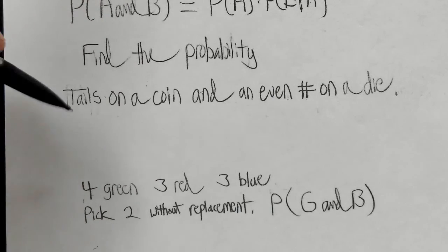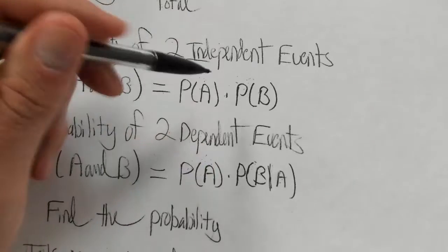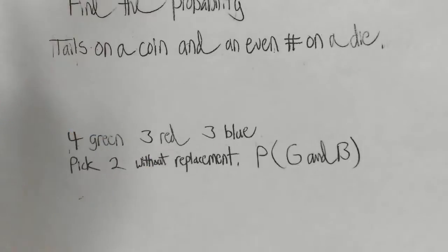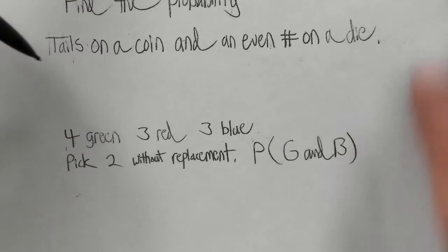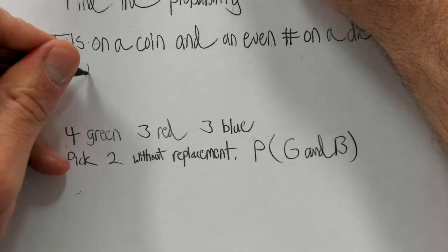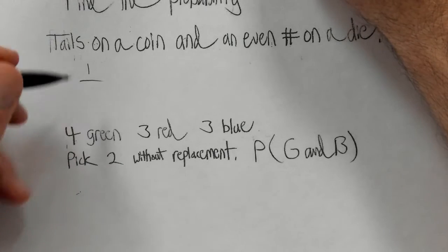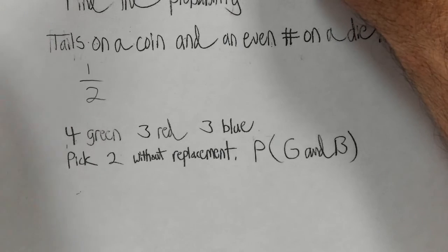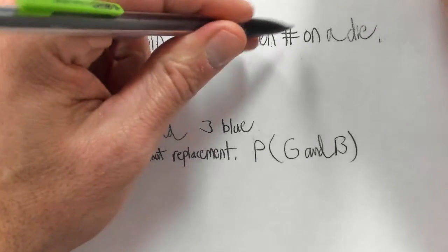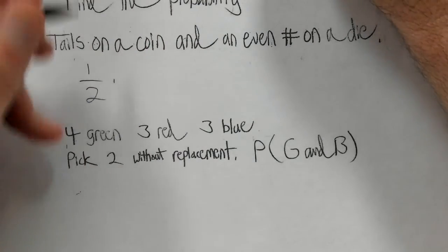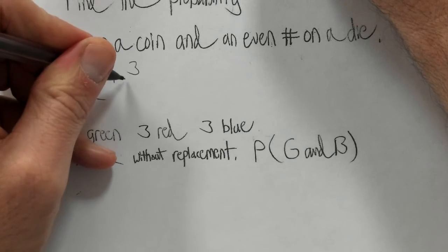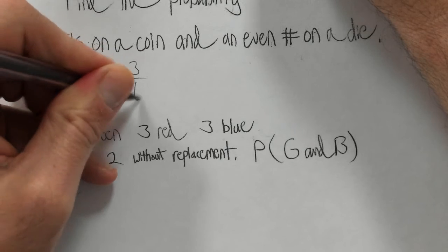They're two independent events. So all I have to do is find the probability of one, the probability of the other, and multiply them together. What's the probability of getting tails on a coin? What's the favorable amount? How many tails are there? There's one. How many total outcomes are on the coin? 2. The probability of getting tails is 1/2. It's going to be times the probability of getting an even number on the dice. How many even numbers on the dice? There would be 3 of them, 2, 4, and 6. How many total numbers on the dice? 6. 3 out of 6.